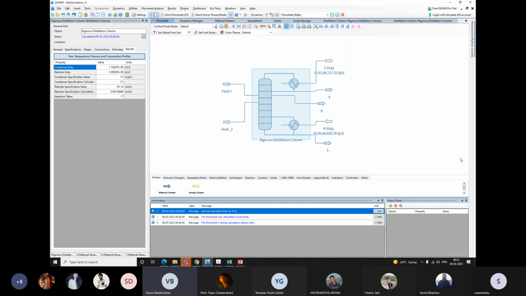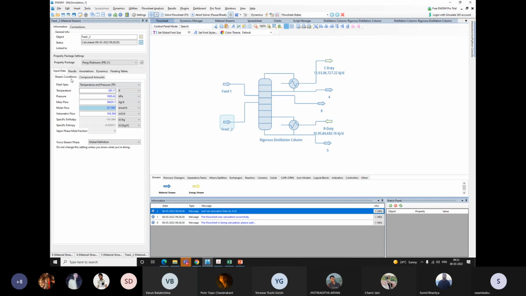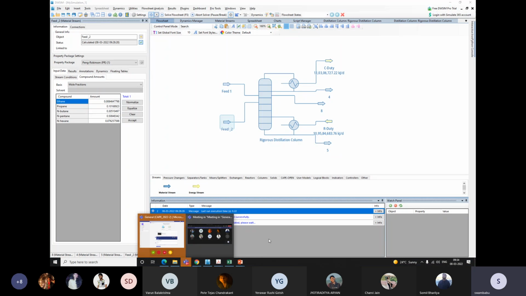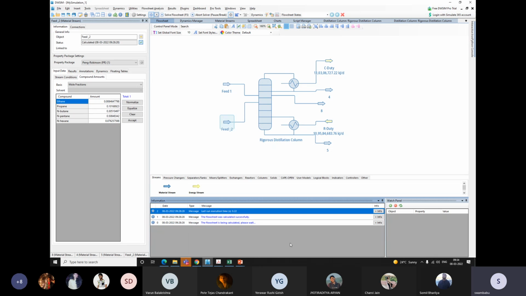Could you select the feed to stream one? I think I got that wrong. Sorry? Feed to stream composition. Are you able to see, or should I zoom it? I can see it. Did you get it right? Yes, sir. Thank you.